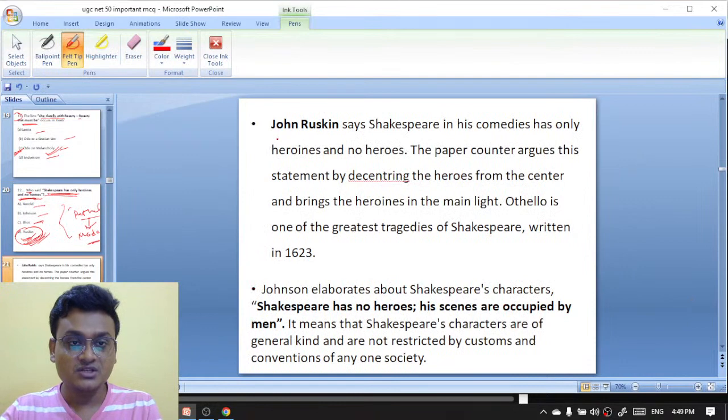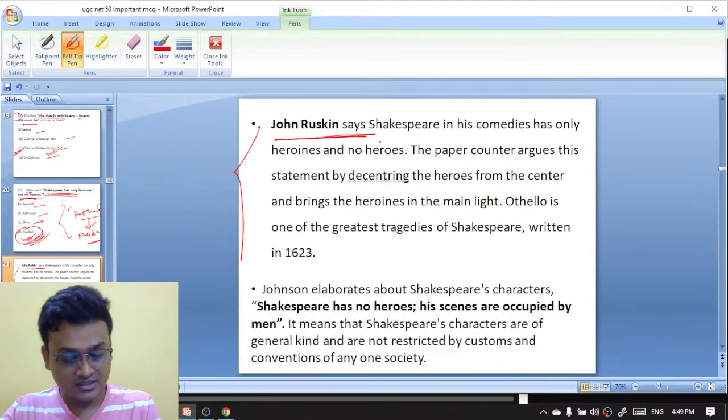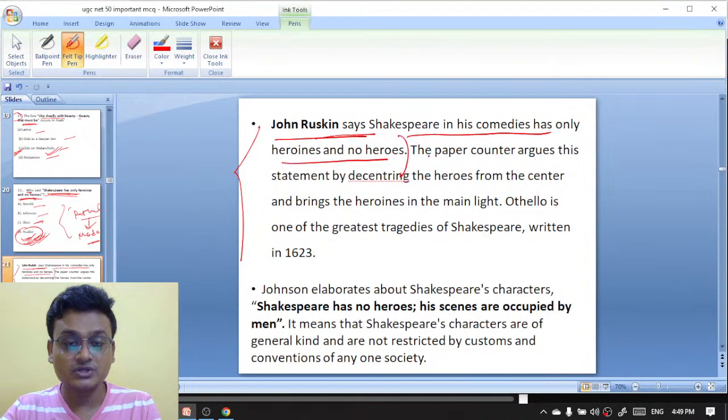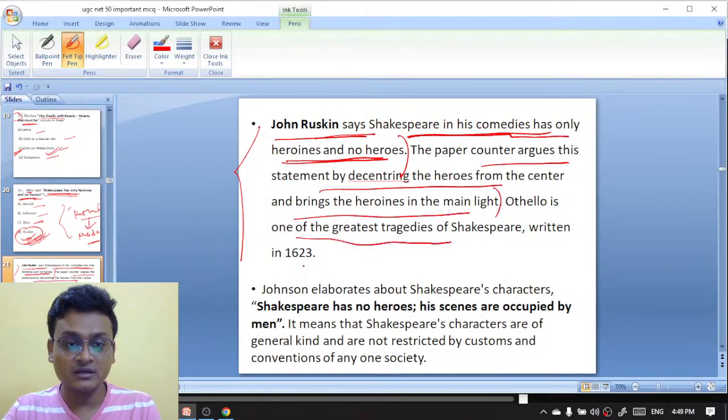Now moving on to question number 13. Sorry, here is the explanation. John Ruskin says Shakespeare in his comedies has only heroines and no heroes. The paper counter-argues this treatment by decentering the heroes and bringing the heroines into the main light. Othello is one of the greatest tragedies Shakespeare wrote.